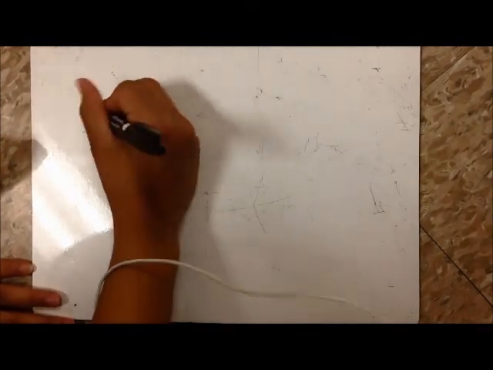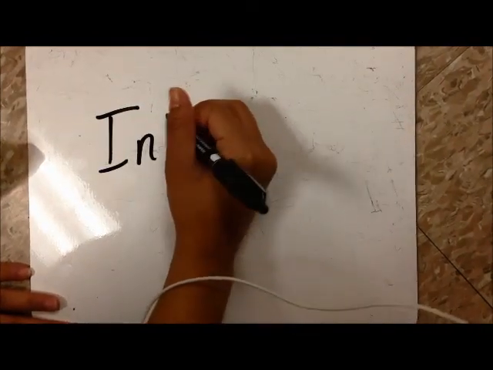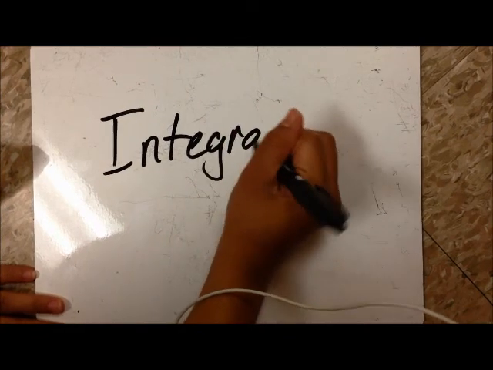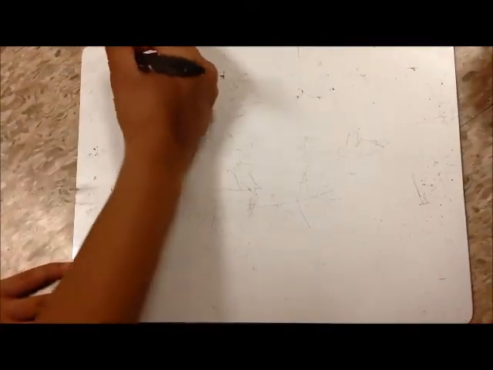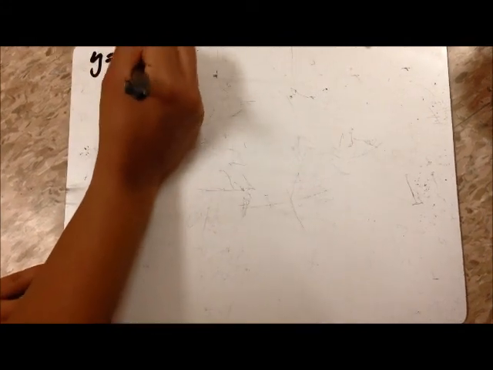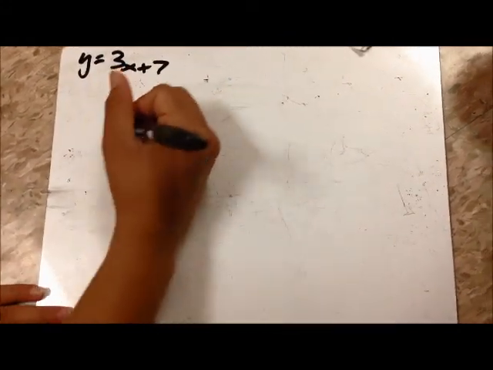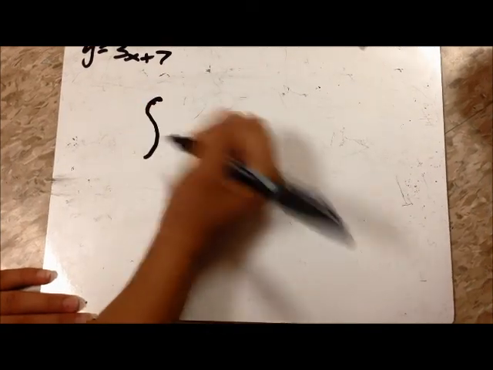Okay, so today we're going to be talking about integrals, okay? When we write an integral, let's use that same example. So y equals 3x squared plus 7x, okay? Which means that we have this funny symbol here.